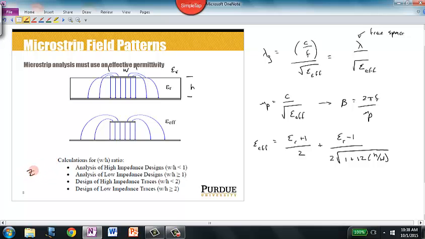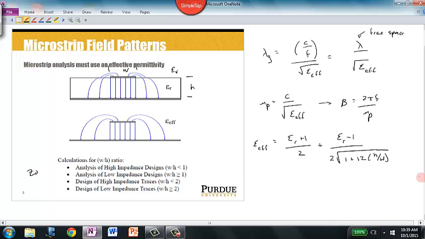And in the calculation and analysis of Z0, what we'll do in later slides is show some equations that we apply for different regimes of W to H ratio. So we'll look at the W to H ratio. If it's less than 1, we'll use one set of equations. If the W to H ratio is greater than 1, we'll use another set of equations. And these are the analysis equations, or the equations that allow us to determine impedance of a known geometry. And then we'll apply a similar method to the design of traces.